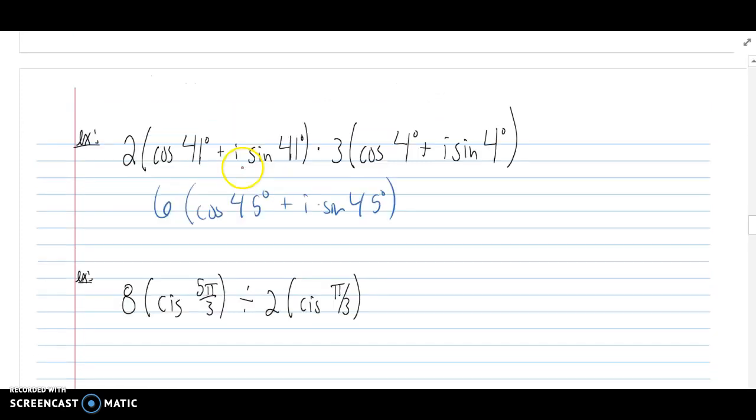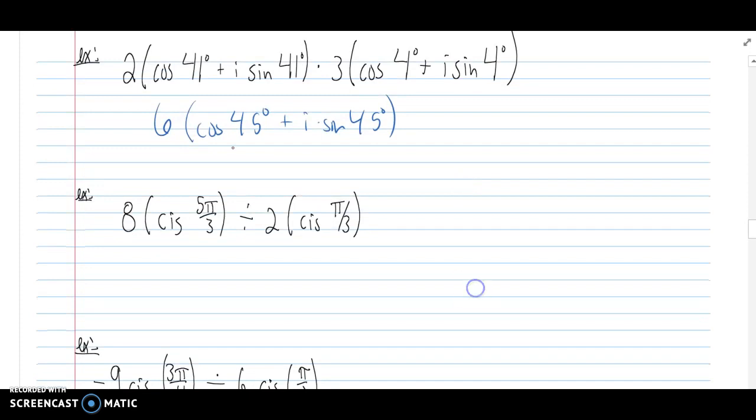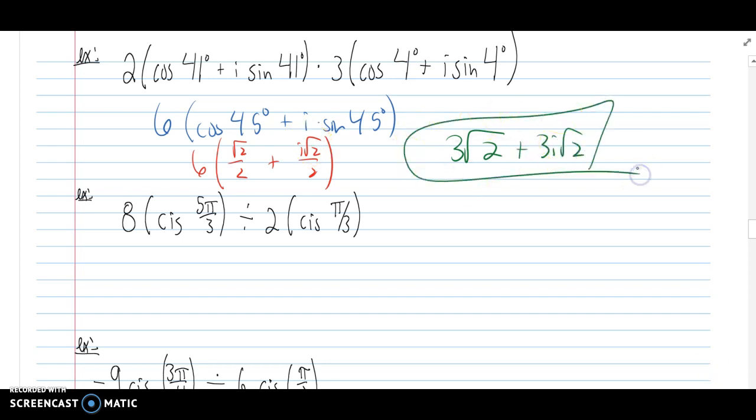45 degrees is special. The cosine of 45 is the square root of 2 over 2, plus, and the sine of 45 is also square root of 2 over 2. Then we'll distribute that 6. 6 times root 2 over 2 is 3 square root of 2. And then 6 times i square root of 2 over 2 is plus 3i square root of 2. So there's our number now in rectangular form.